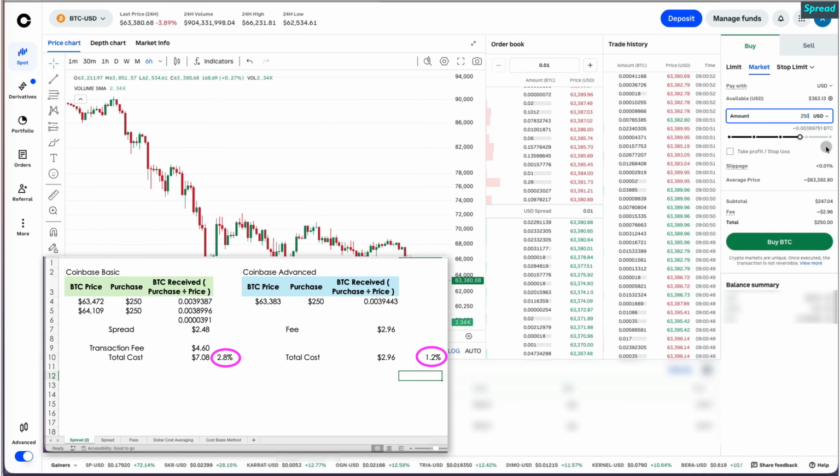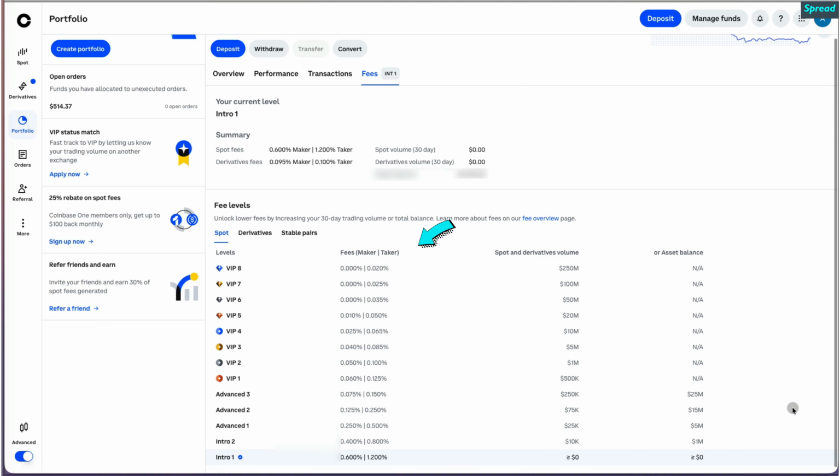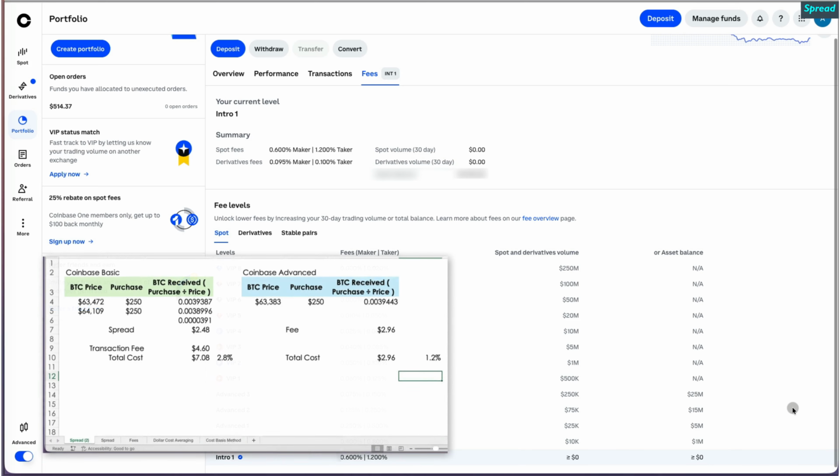Coinbase Advanced fees are usually lower because trades are executed directly on the order book. Your fee depends on Coinbase's fee tier system, which is based on your trading volume. Even if you only buy crypto occasionally though, it can make sense to use Coinbase Advanced if you're comfortable with it, since the total cost may be significantly lower.